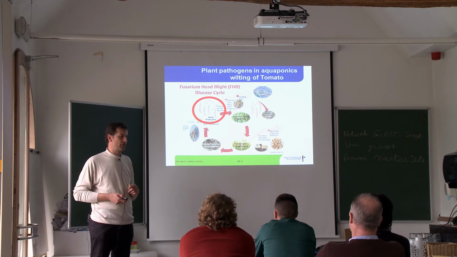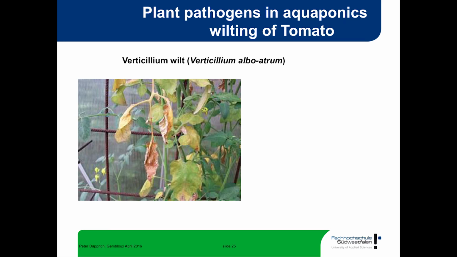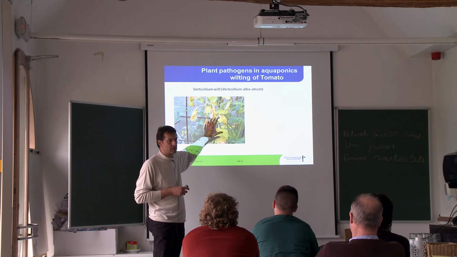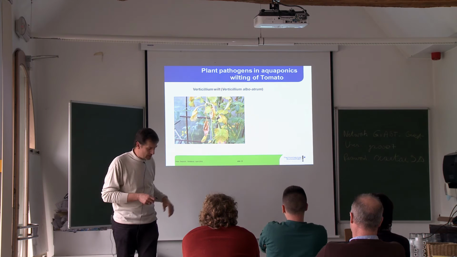And this is Verticillium wilt. Again, a pathogen that penetrates the roots and is mainly present in the xylem vessels of the plant. One characteristic of this pathogen is that in early stages, part of the plant starts yellowing and wilting, not the entire plant, usually half-sided. That is one characteristic item of Verticillium wilt.